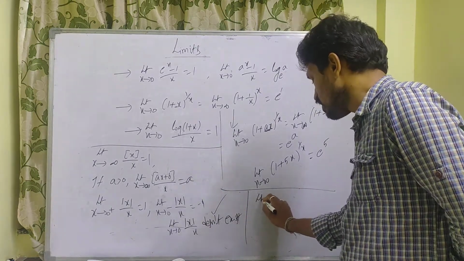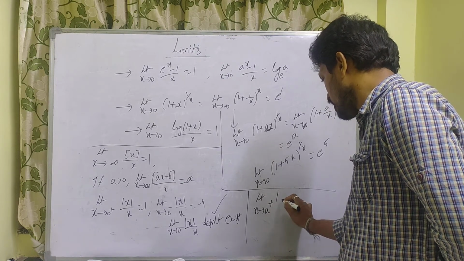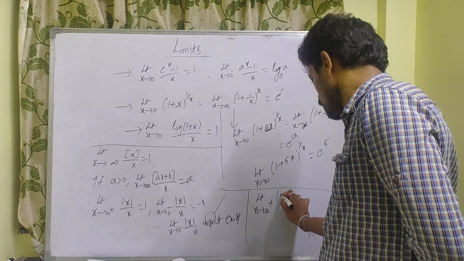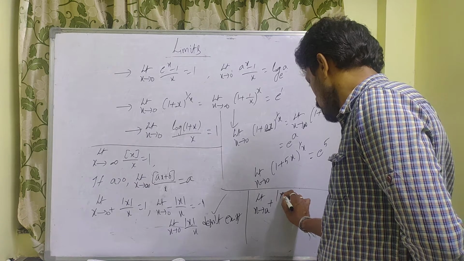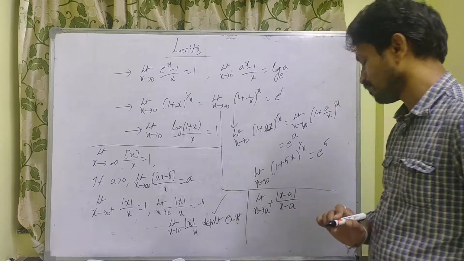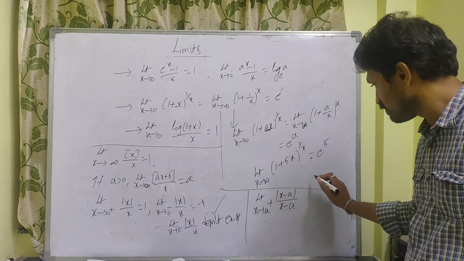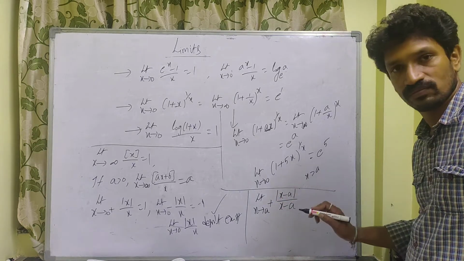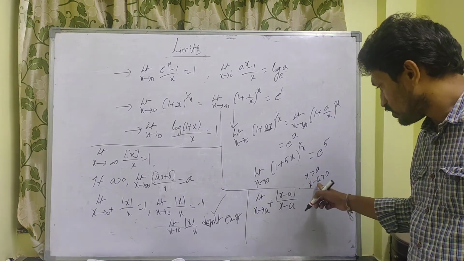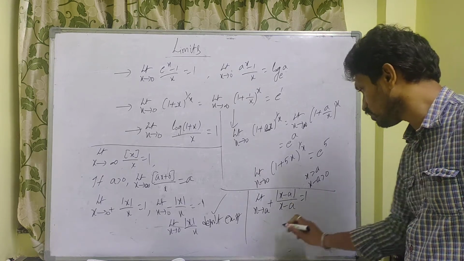Similarly, based on this one, limit x tends to a plus, modulus of (x minus a) by (x minus a). A plus means what can you write? x tends to a plus means x is greater than a. That means x minus a is greater than 0. Because x minus a is greater than 0, (x minus a) by (x minus a) is equal to 1.